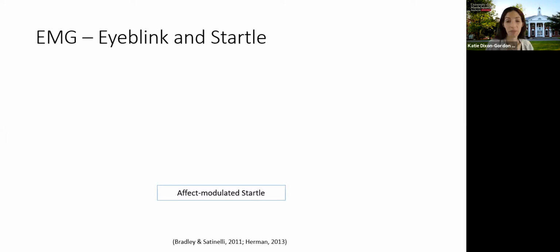So some of you have probably already used this paradigm or are familiar with it, but I'll just briefly walk you through what this is. Here we can look at eye blink, literally just putting two little electrodes under the eye, pretty close to the eye, to measure the magnitude of somebody's blink response.